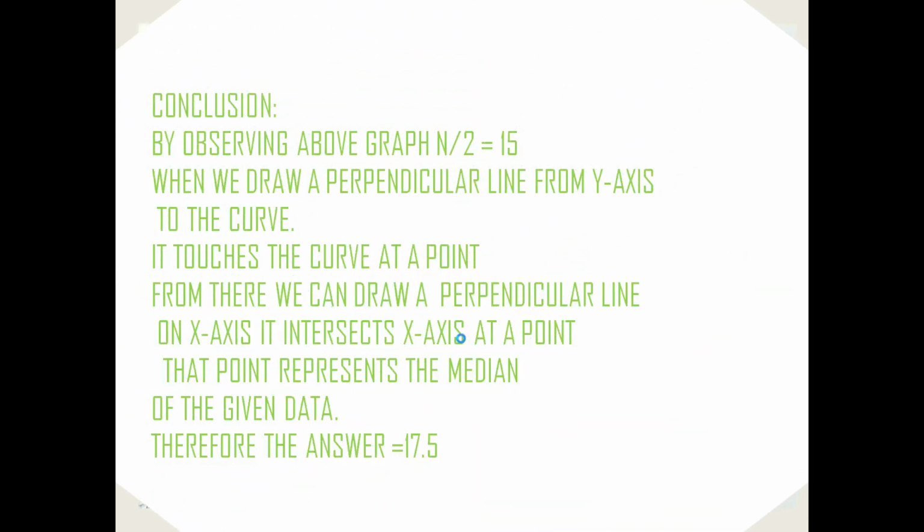Okay, see the conclusion. By observing the above graph, n by 2 value is 15. So we draw a perpendicular line from the y-axis to the curve. It touches the curve at a point. From there, we draw a perpendicular line to the x-axis. It intersects the x-axis at a point. That point represents the median of the given data. That you can observe, children. Therefore, our median is equal to 17.5 because it is the representation given by the Ogive curves. By using these Ogive curves, we can find the median easily.